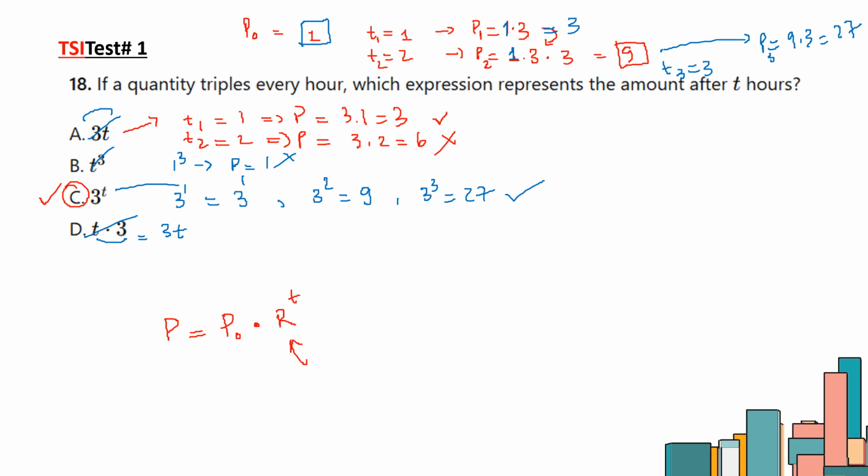So the rate: if it triples, it means r equals 3. If it doubles, it means r equals 2. Or it could be decay, it could be in half, which means r equals 1/2. So it depends. So this is kind of like the population questions. So remember, it's always P naught times the rate to the time, and time is mostly in hours. Okay.